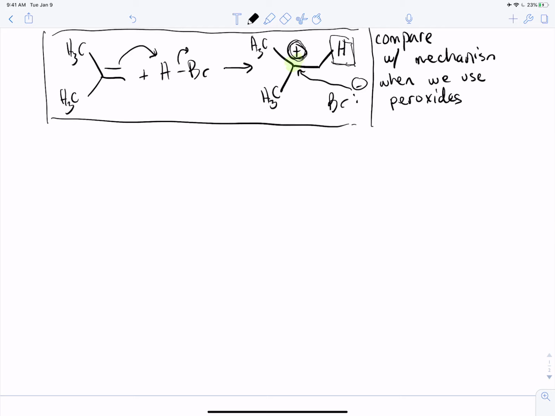All right, for real, I won't give you guys any more mechanisms. But it is useful to take a look and compare to understand how you're changing the selectivity here.